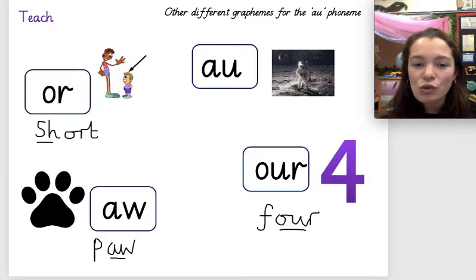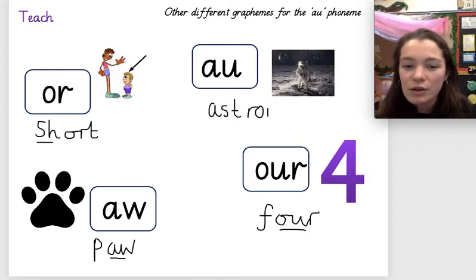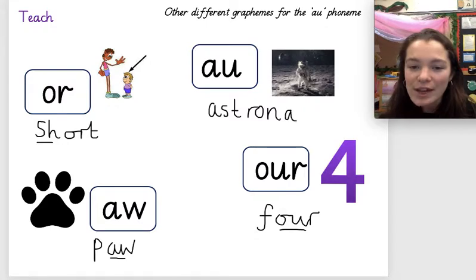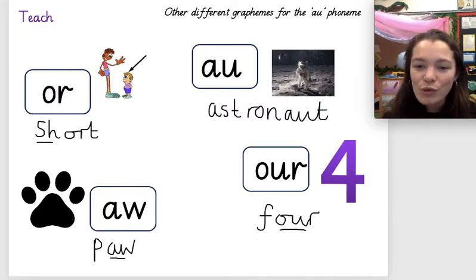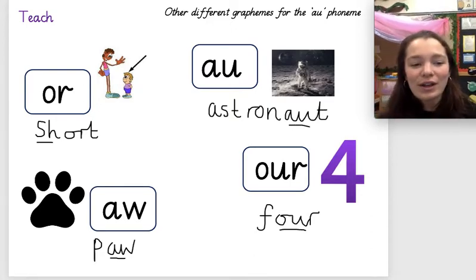And astronaut. Now then, we've got a, s, t, or. It's a short O sound. And we've got this or sound. Excuse my handwriting, I'm sure yours is better than mine. Astronaut with our or sound there. Smiley faces or ticks if you got them right.